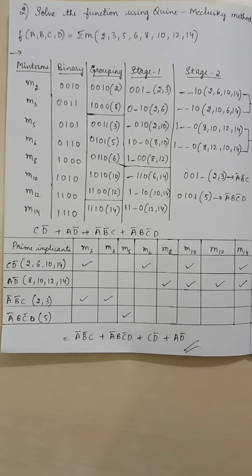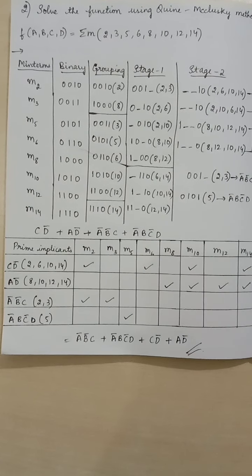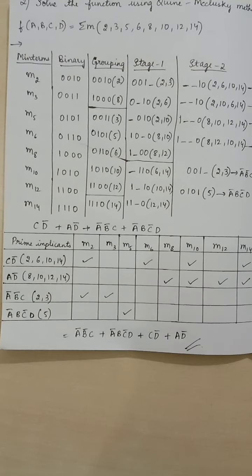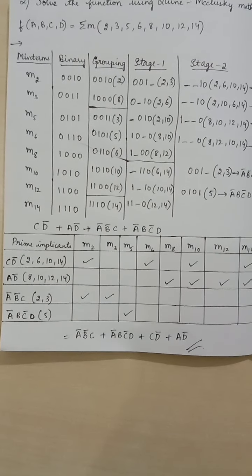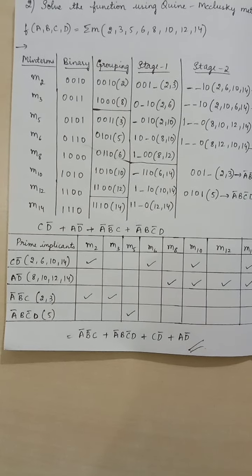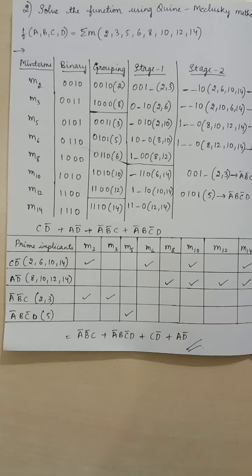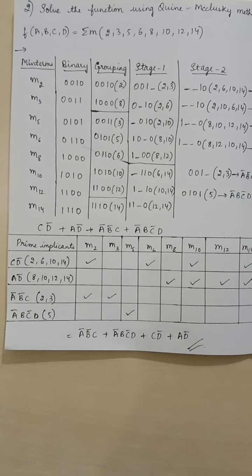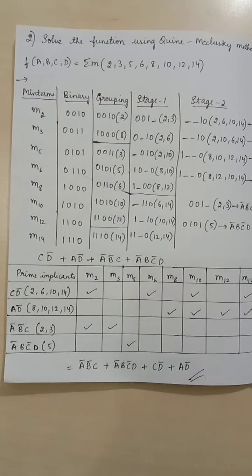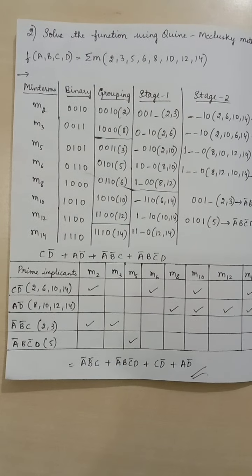The M6 column has a single tick mark at the row C D bar, so C D bar is added to the equation. The M8 column also has a single tick mark at A D bar, so A D bar is added. Since all the 4 terms are present in the final equation in this question, but this may not be true for all questions, the final equation will be A bar B bar C plus A bar B C bar D plus C D bar plus A D bar.